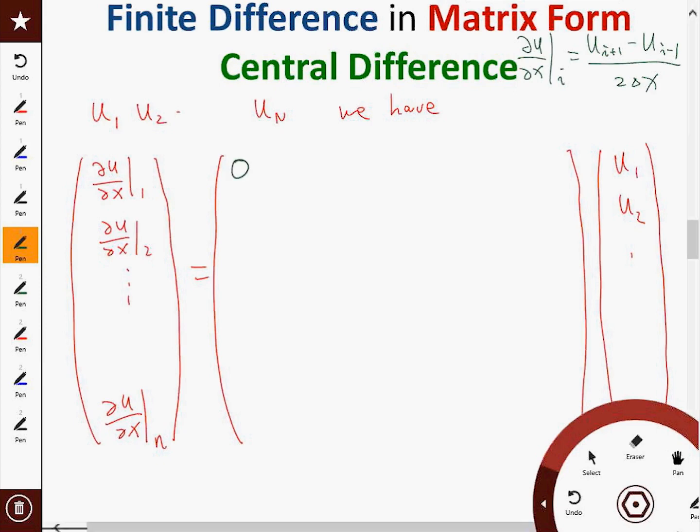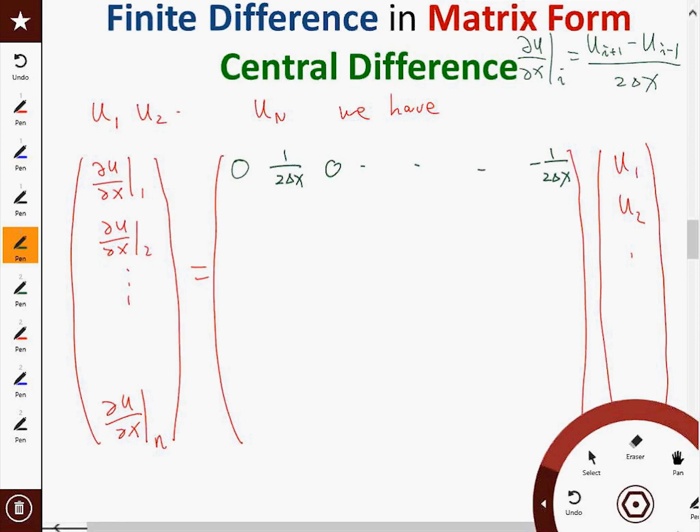I have 0 here because this formula does not depend on U at I, right? Now, when I go to the second one, what is the multiplier on U2? The multiplier on U2 is 1 over 2 delta X. And is there any other non-zeros? All the way up to the end, because I have periodic boundary condition, I have this. Okay, how about the second line?